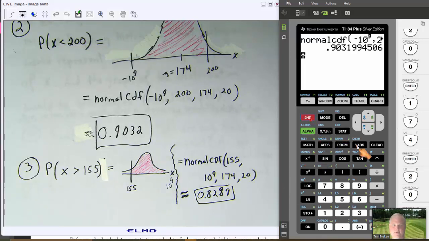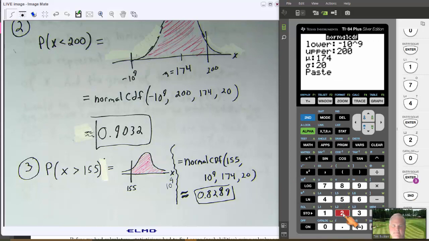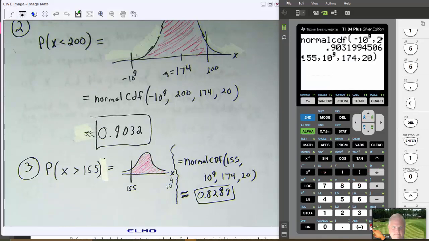And so I'm going to press second vars 2. Paste that in, and that's how I got the correct answer.